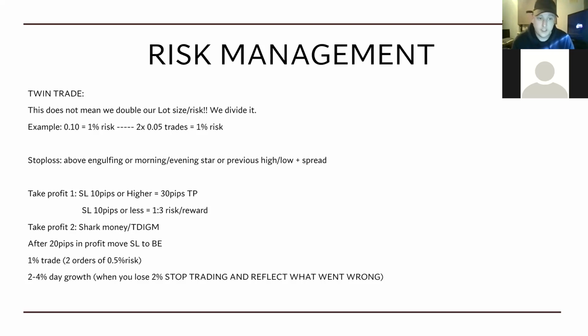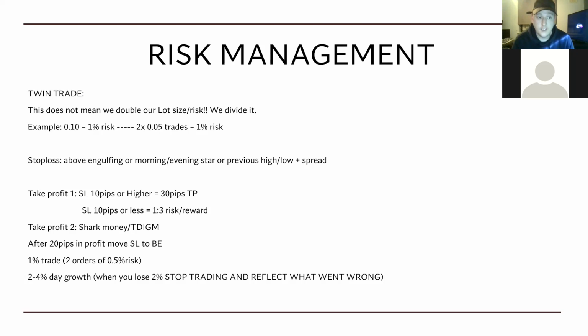Now, if the stop loss is 10 pips or less, then we're doing a 1 to 3 risk reward ratio. What that basically means is, if say your stop loss is 10 pips, then your take profit will be 30 pips. Say your stop loss was 8 pips, then your take profit would be 24 pips. If say your stop loss was 7 pips, then a 1 to 3 is 21 pips. So that's generally how it goes.